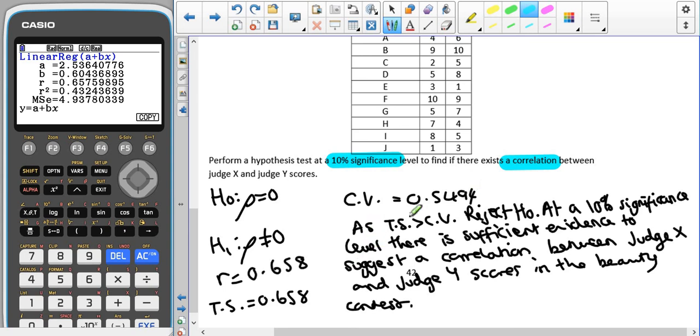0.5494, which means that as the test statistic this time is bigger than the critical value, we found a stronger correlation, which means that, yeah, we found one. We reject H0 at a 10% significance level.